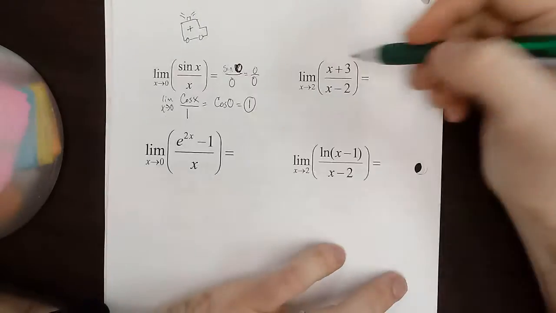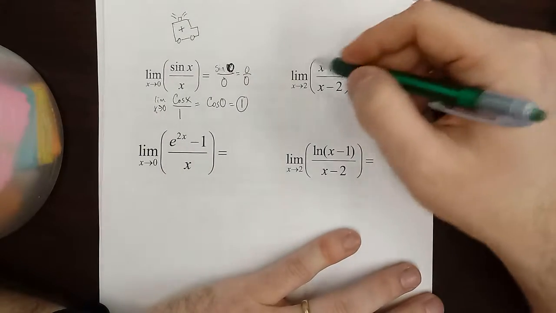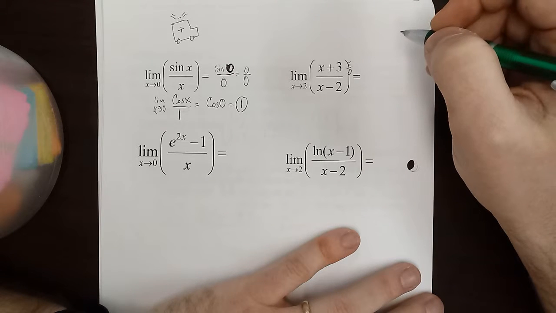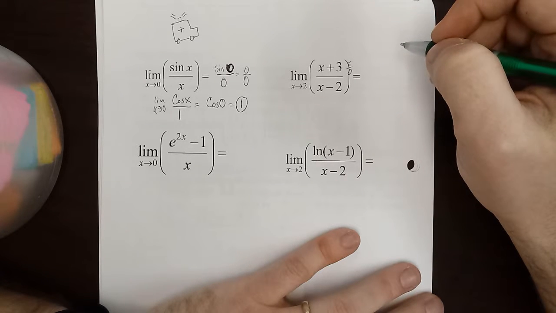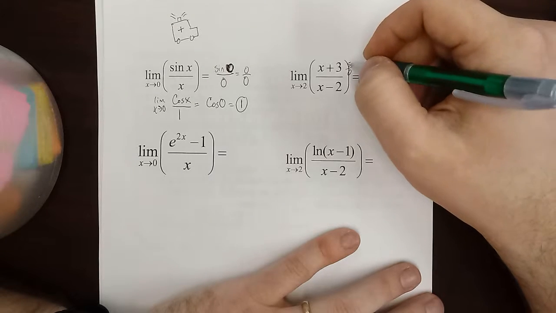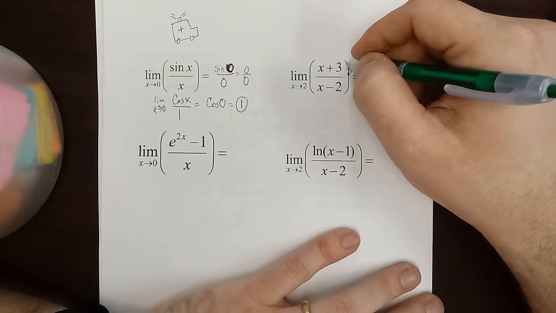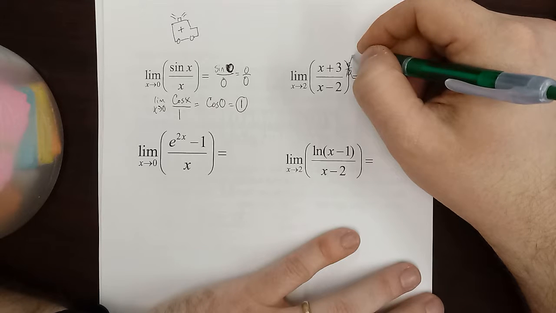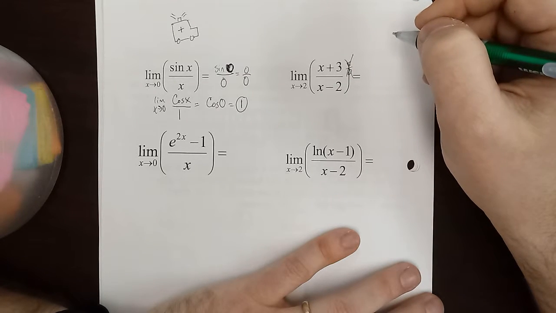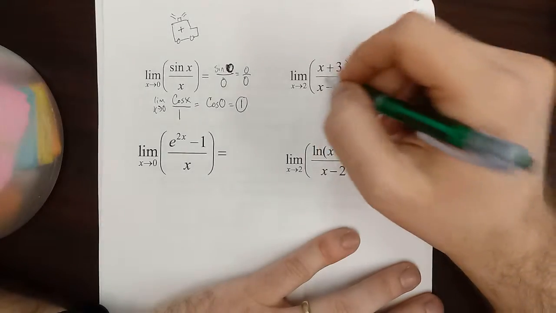So let's look at our next one. Limit as x approaches 2. I'm going to try direct substitution first. I'll get 5 over 0. Well, L'Hopital's rule says that it has to approach 0 over 0. This doesn't do that. So I guess I can't do L'Hopital's rule on this one.